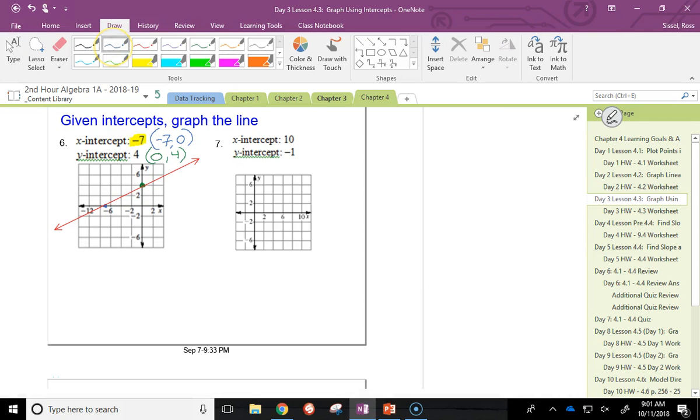Even if I didn't list the coordinates, my x-intercept is at 10. So I'm on my x-axis and I cross it at 10. My y-intercept's at negative 1. Right here. I go ahead and I will now connect the two dots.